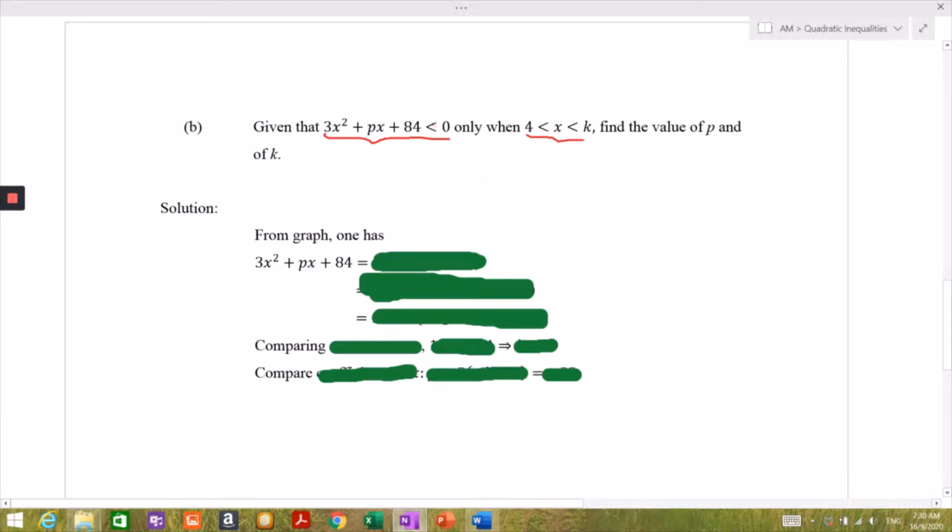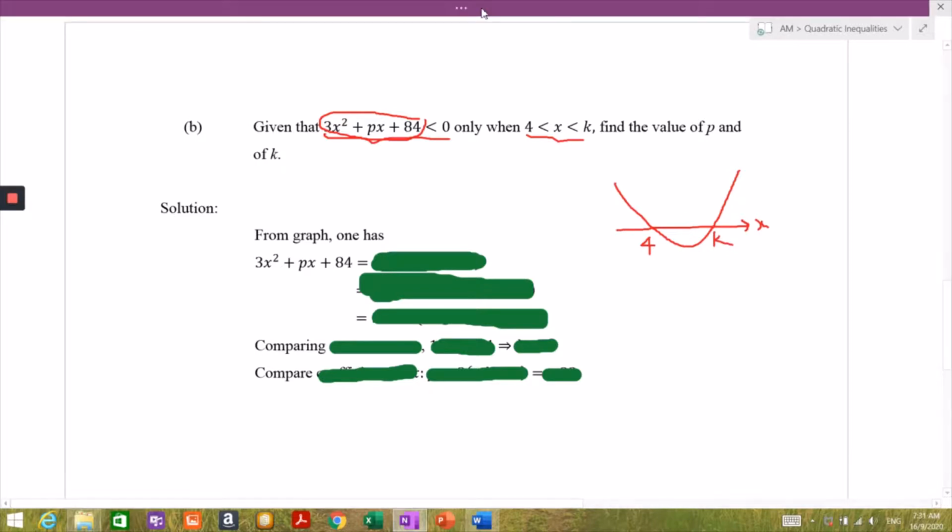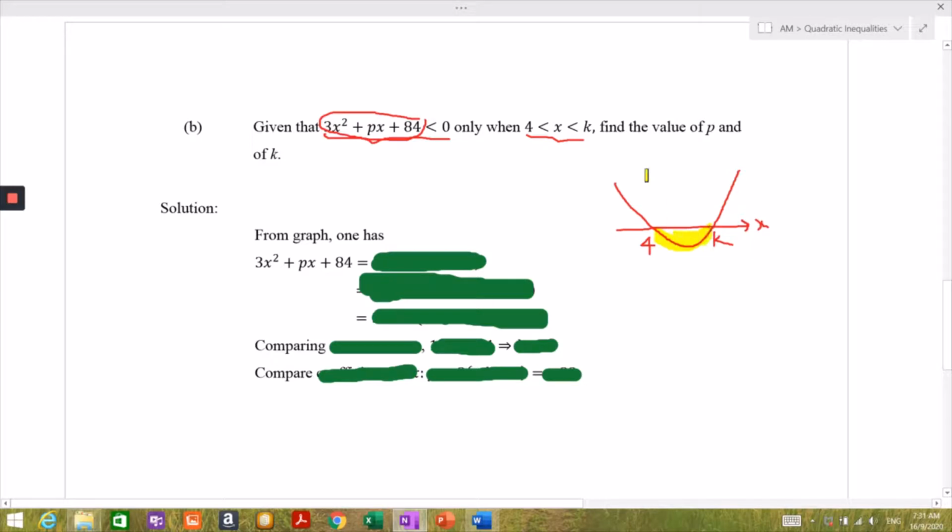The trick over here is to sketch a graph. In this case, this is after all a quadratic expression, where the coefficient of x squared is 3, which is positive, and that tells you that it is a U-shape. And the question says that it is possible for this quadratic graph to be below the x-axis. So we'll just draw a graph cutting through the x-axis as a U-shape. And the question says that this is negative only if x is between 4 and k. So we might as well mark out points over here. This is exactly the region where the curve is less than 0, between 4 and k.